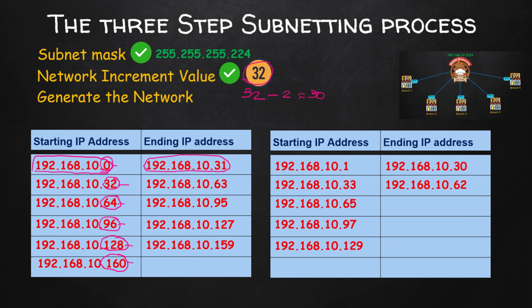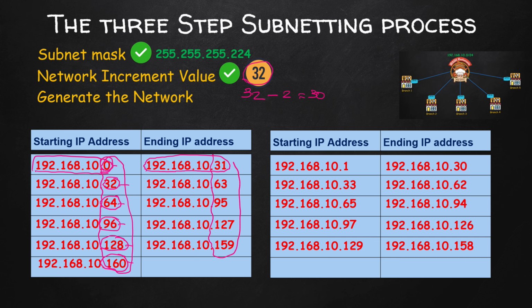Then the ending IP address of the first network should be 192.168.10.30. The ending IP address of the second network is 192.168.10.62. Third network is 192.168.10.94. Fourth network is 192.168.10.126. And the fifth network is 192.168.10.158. So if you look closely, you can understand that all the network IDs and all the broadcast IDs from our subnetworks have been removed, and we only use the remaining IP addresses as the valid IP addresses in that network. So these are the IP addresses you can use for your devices in that network.